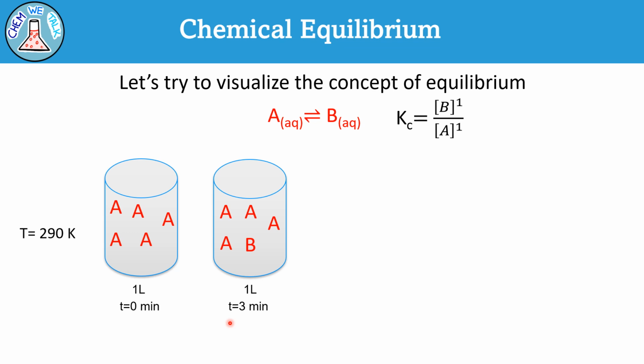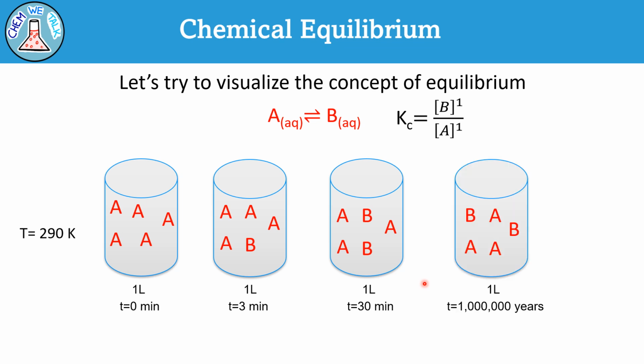Okay, so at t equals 0, we have 5 A's. At t equals 3 minutes, we can see that the composition changed. Now we have 4 A's and 1 B. And if I let it go a little longer, 30 minutes, we see that now we have 3 A's and 2 B's. And let's exaggerate a lot. I know that's redundant, but let's say 1 million years have gone by, and now we have 3 A's and 2 B's.